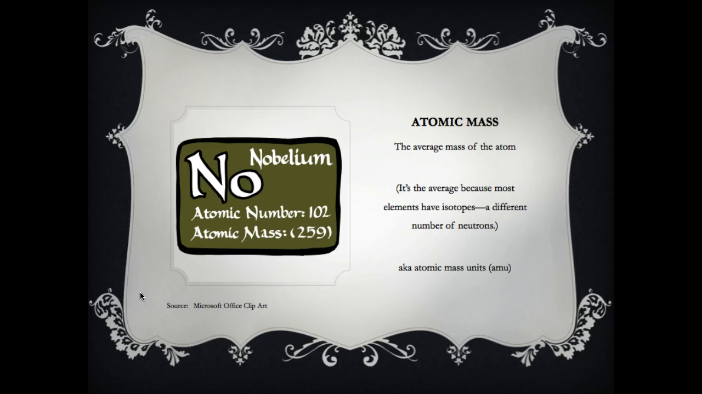Typically, when you want to find the number of neutrons, all you have to do is take the rounded atomic mass and subtract the atomic number, and the number remaining is the number of neutrons in that element.